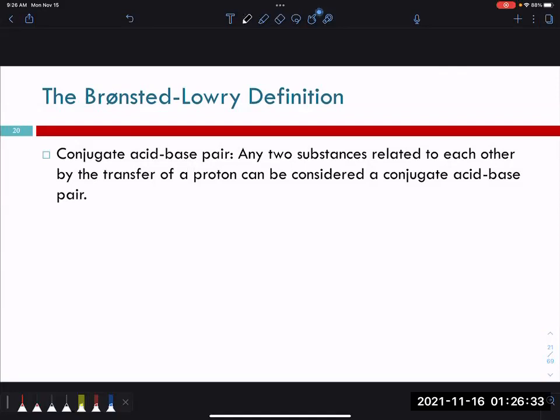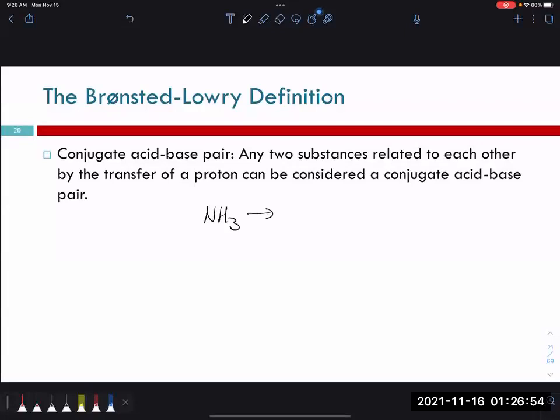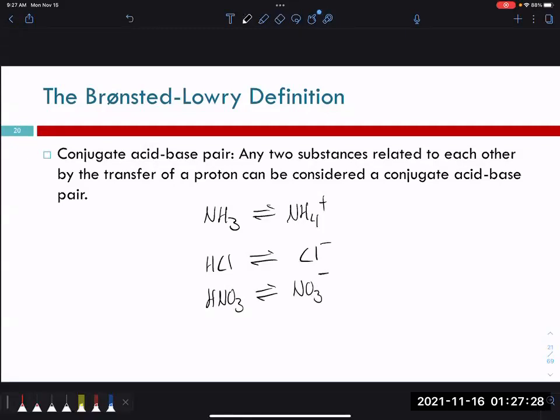So a conjugate acid-base pair is any two substances related to each other by the transfer of a proton. One example is NH3 and NH4 plus. You could even say that HCl and Cl minus are related by a transfer of a single proton. Or, to go back to our example of an oxyanion, HNO3 and NO3 minus. These are all conjugate acid-base pairs, all related by the transfer of just a single proton.